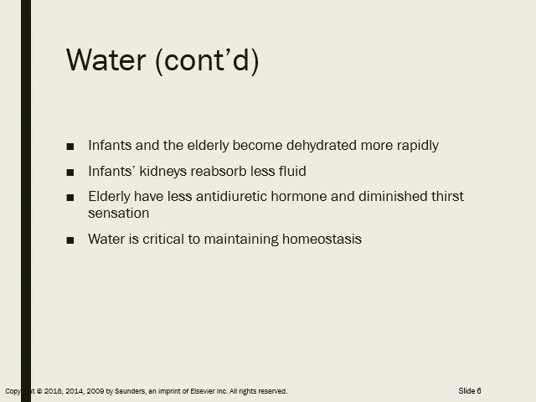Infants and elderly can become dehydrated more rapidly. The infant's kidneys are not as efficient as the adult's, therefore their kidneys reabsorb less fluid. Elderly people have less antidiuretic hormone and diminished thirst sensation. Remember, water is critical to maintaining homeostasis.